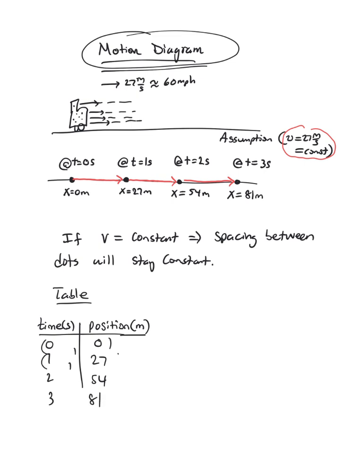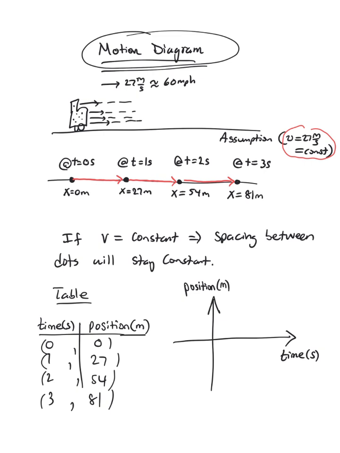And you'll notice that I have a set of ordered pairs now, right? And those ordered pairs can be plotted. Now remember, the independent variable goes along the horizontal axis, so that will be time. And then the dependent variable goes on the vertical axis, which is position. So I'm going to go ahead and plot those. And if you plot those, this is 0, 1, 2, 3. And this you could say is 27, 54, and then 81. If you go ahead and plot those, you'll end up with a straight line like this.